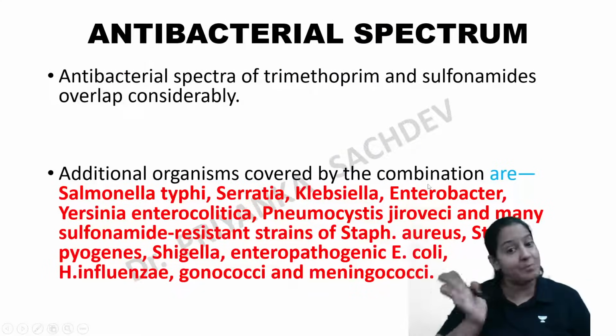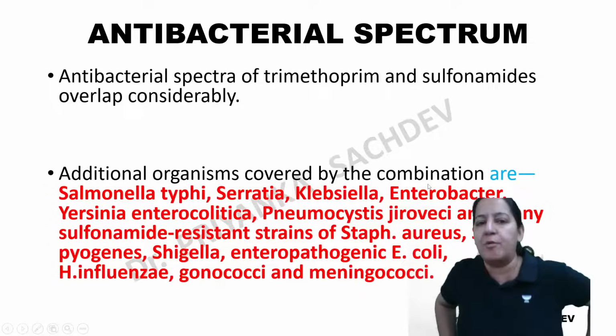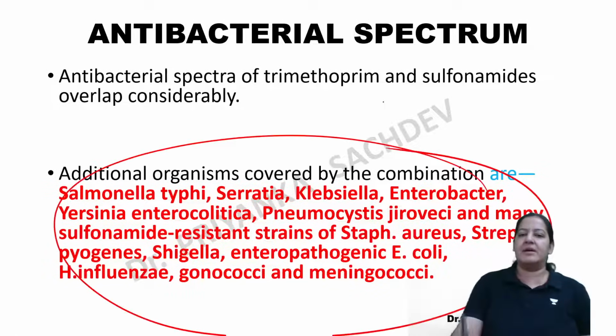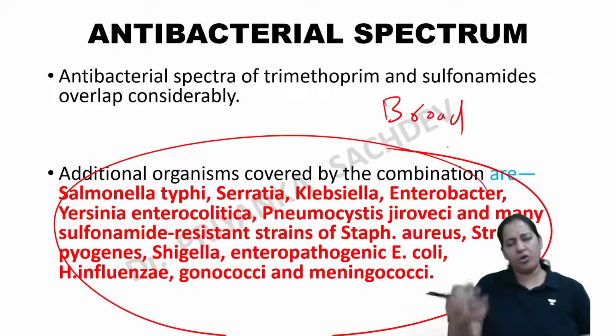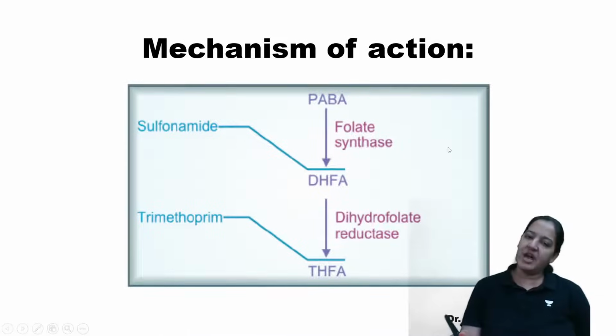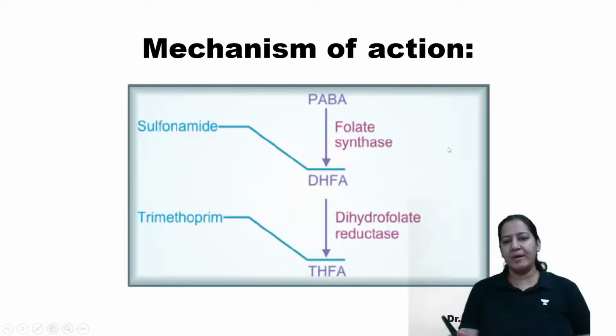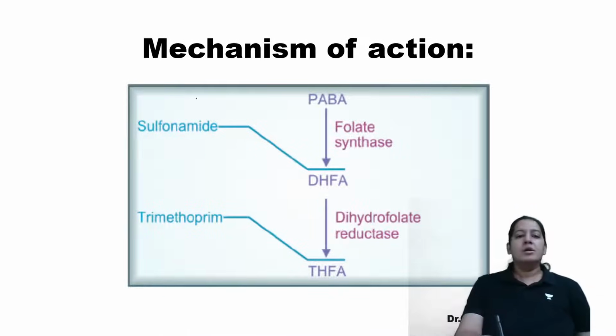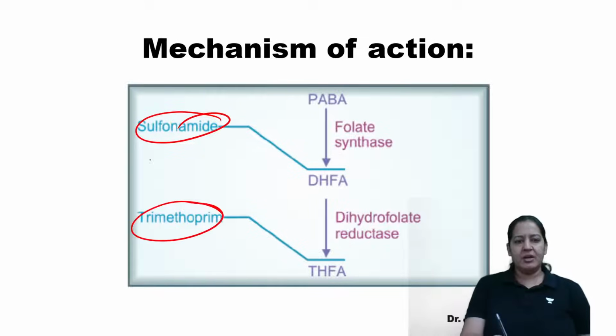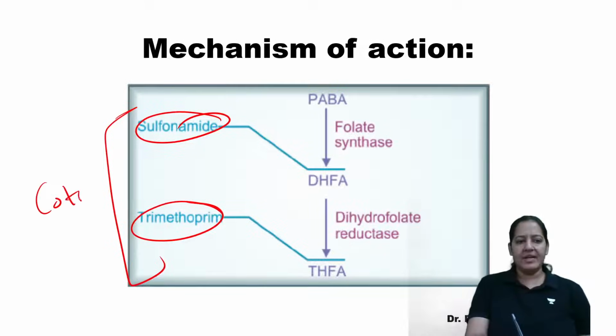So please remember, sulfonamide is more than trimethoprim. Spectrum is broad. Don't learn the name of the bacteria here. Just learn broad spectrum, acting on all bacteria. Mechanism of action, I already taught you. Say yes or no. So the two drugs are used in combination. The combination is known as cotri, right?